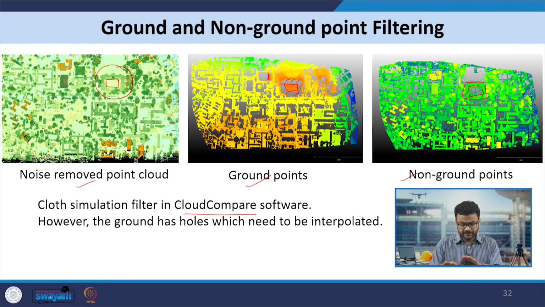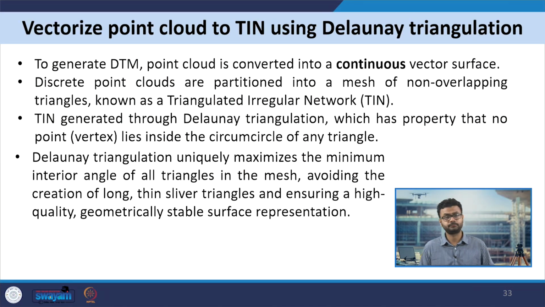Now, after this ground point and non-ground point segregation or filtering has been done, you can still see that the ground points have holes. There are a lot of holes present here, and these holes need to be interpolated in order to be converted into a DTM. So, to generate a hole-free DTM, first of all the point cloud is converted into a continuous vector surface.